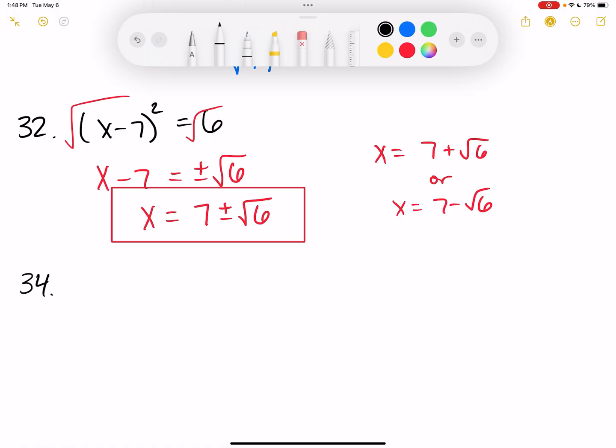34: 6 times, in parentheses, x plus 4 squared equals 18. This one is a little bit different than the previous one because now there's something being multiplied by the stuff in parentheses that's being squared. So I have to have that parentheses by itself. So I'm going to first divide by 6. So this is going to be x plus 4 squared equals 3.